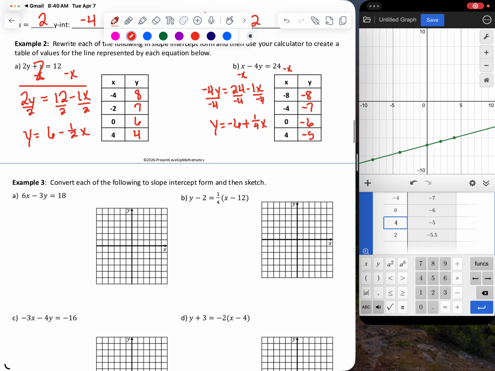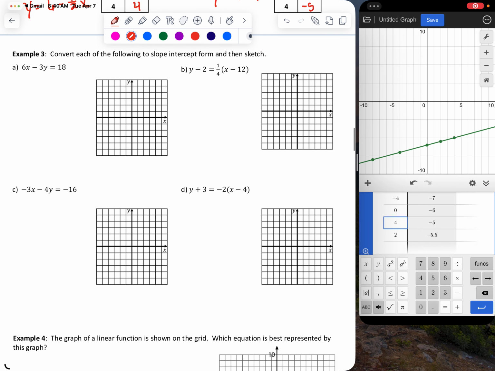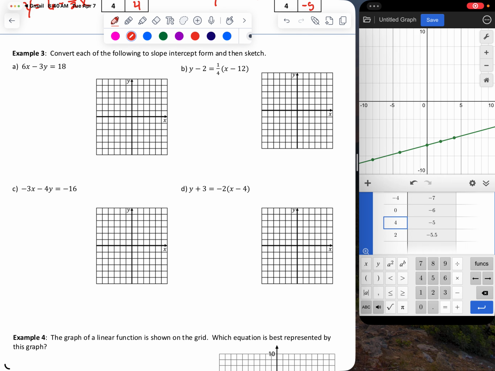All right, example 3. So we've learned how to create a table of values now. Now we're going to talk about how to make a graph. In example 3, convert each of the following to slope-intercept form and then sketch. All right, so in problem A, we have 6x minus 3y is equal to 18. So remember, we want to move the x and then divide by the coefficient of y.